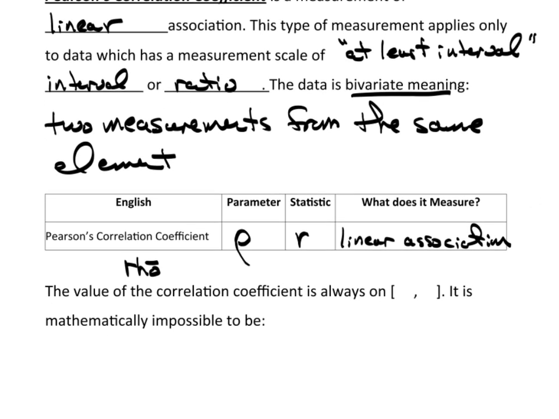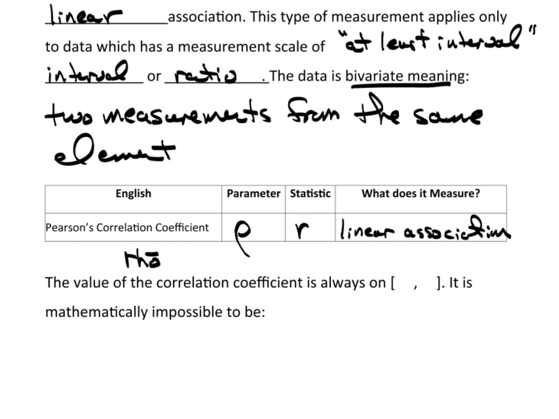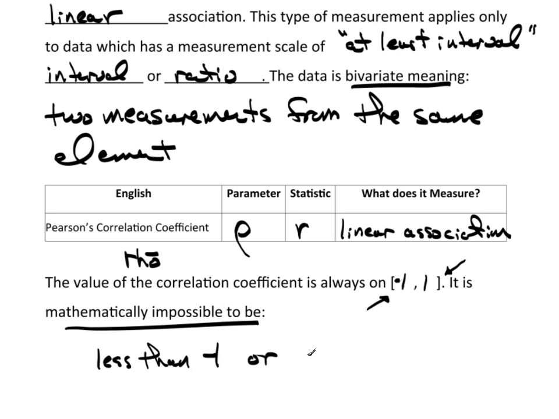Now, there are some extremely important properties of the correlation coefficient. First of all, the correlation coefficient is always on the interval [-1, 1]. And those square brackets, as a reminder from back in algebra, mean that we include the endpoints. So the smallest a correlation coefficient can possibly be is -1, and the largest it can possibly be is +1. It is mathematically impossible to be less than -1 or greater than +1.